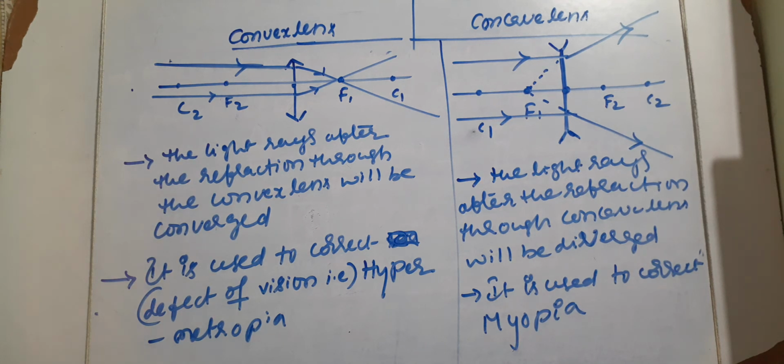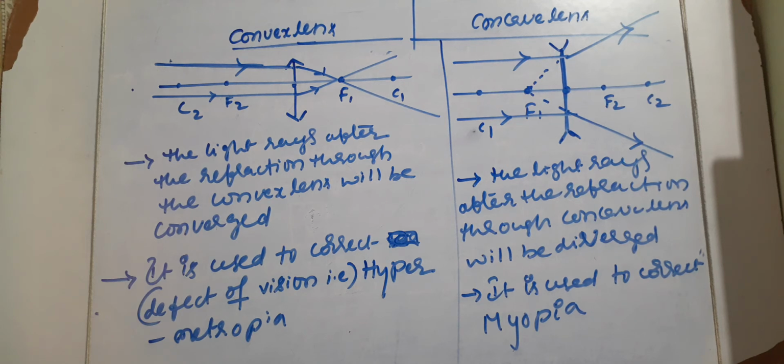Once again, repeating, students: a lens which is thicker at the middle is called convex lens. A lens which is thinner at the middle is called concave lens. You can draw the diagrams and also the symbols. Convex lens can also be called converging lens. Concave lens can also be called diverging lens. Convex lens can form both real image and virtual image. Concave lens can form only virtual image.